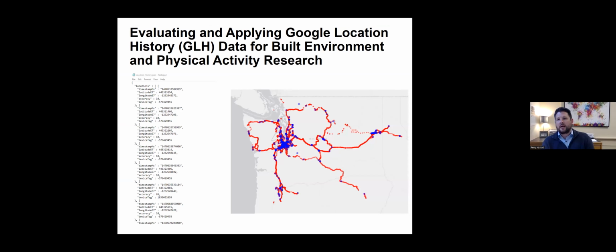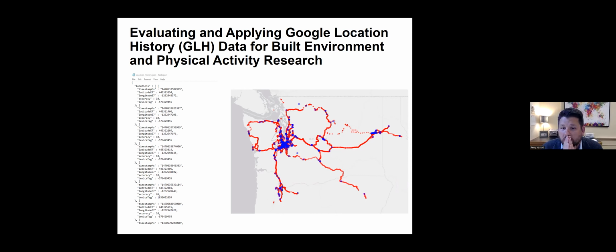So we got an R21 to look at, could we use this Google location history data for environmental health research? And so for looking at how the built environment might influence physical activity. If you're comfortable with computers, it takes 2 minutes to download this data. And so this is an example of the raw GeoJSON file that's downloaded.